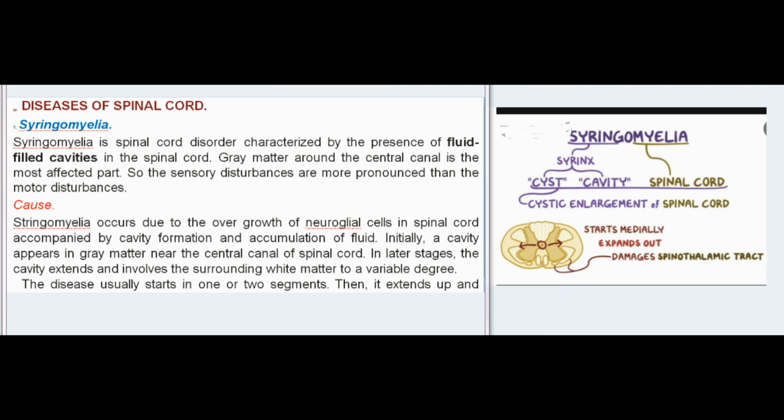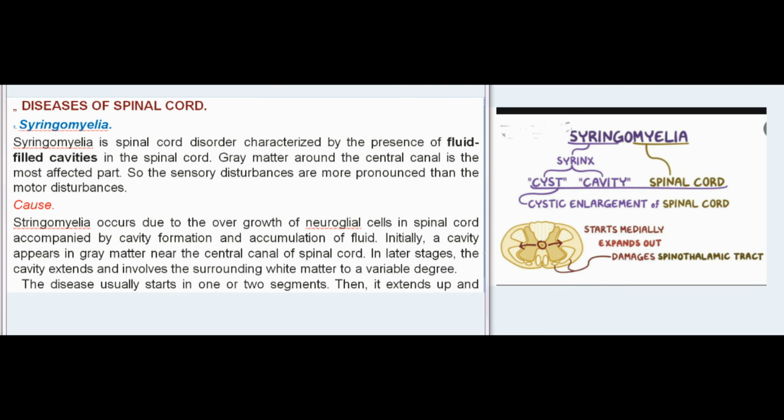Diseases of spinal cord. Syringomyelia. Syringomyelia is a spinal cord disorder characterized by the presence of fluid-filled cavities in the spinal cord. Gray matter around the central canal is the most affected part. So the sensory disturbances are more pronounced than the motor disturbances.